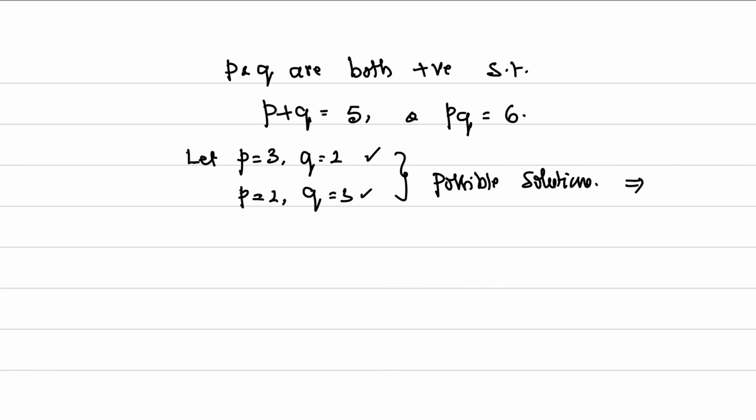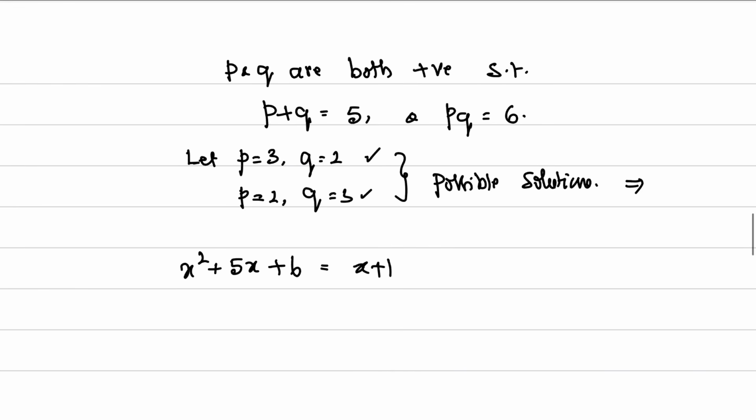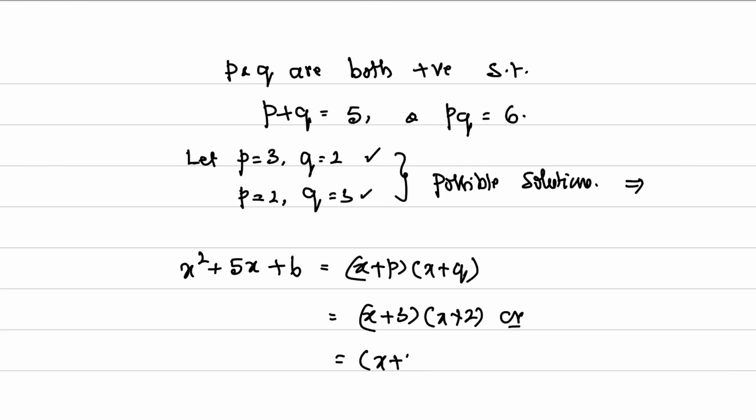That implies x square plus 5x plus 6 can be written as x plus p into x plus q, that is equal to either it will be x plus 3 into x plus 2 or it can be written as x plus 2 into x plus 3. This is the solution.